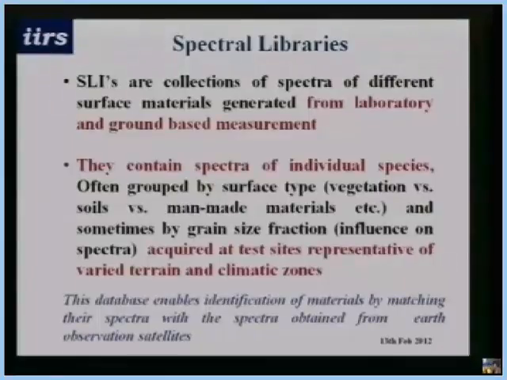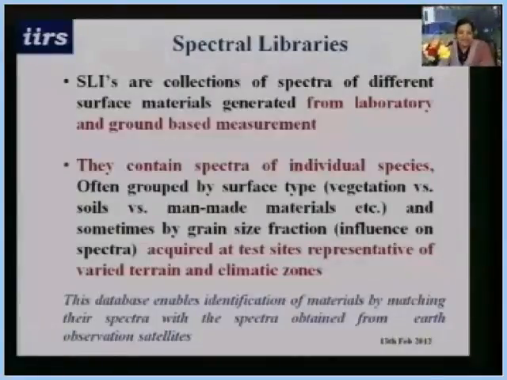They contain spectra of individual species, and they are often grouped in the surface types like vegetation, soil, man-made material, and sometimes by grain size fractions. And they are acquired at different test sites representative of various terrain and climatic zones using the ground-based spectroradiometer. So this database enables identification of materials by matching their spectra with the spectra obtained from the Earth's surface.